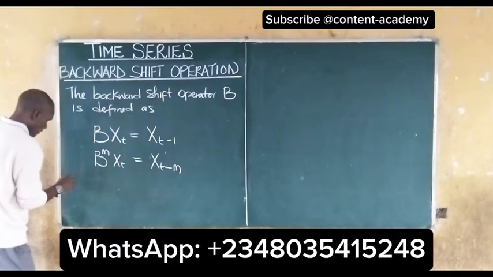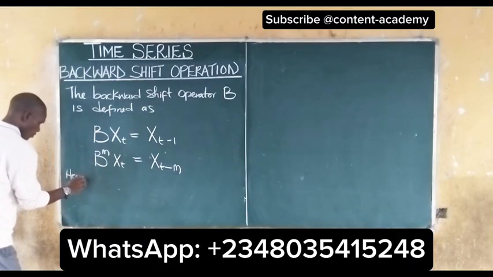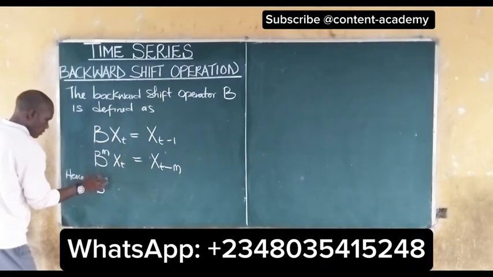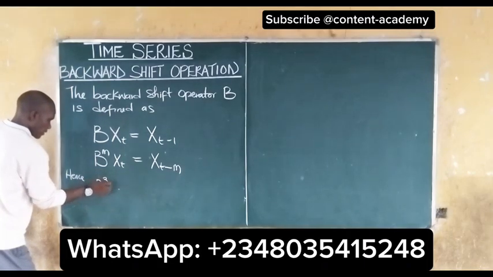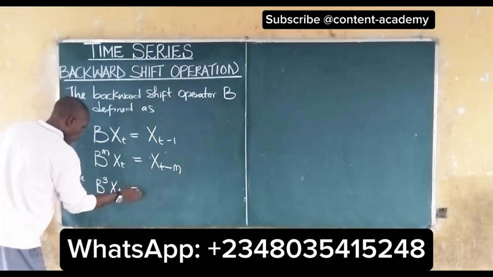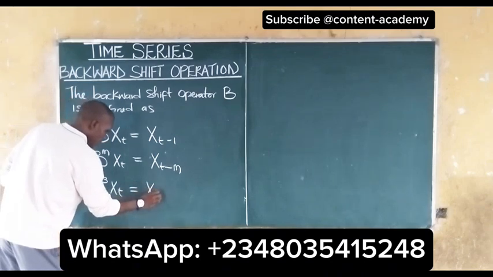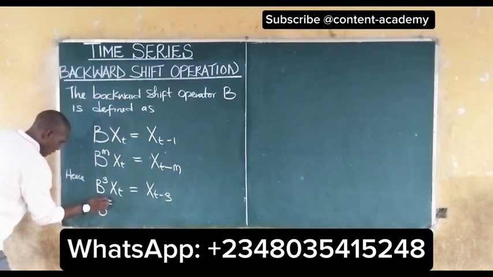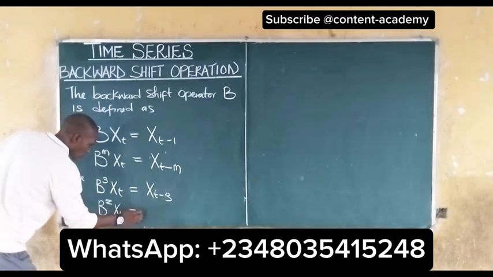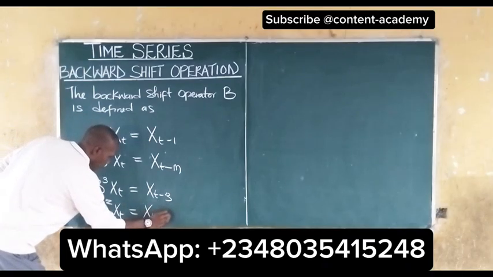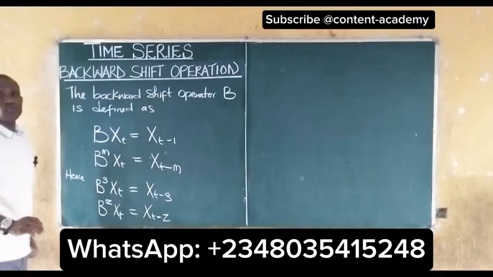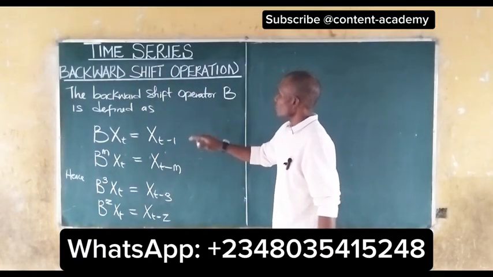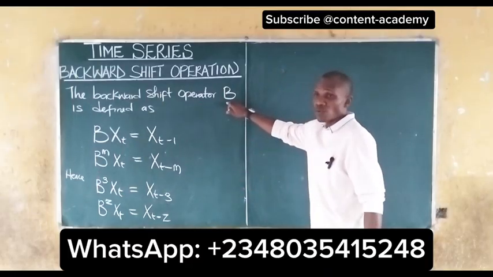So it then means that B^3 X_t is equal to X_{t-3}, and B^z X_t is equal to X_{t-z}. Very easy to compute. That is what we call the backward shift. That is how the operator works.